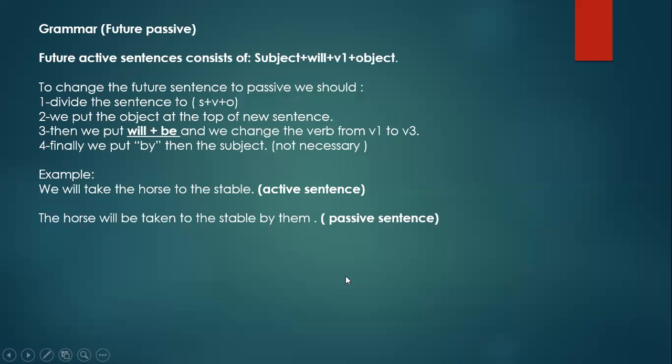Okay? I think teacher Selma explained this, but I will make a quick checkup about it. Here we have the steps to change the sentence from active to passive. We divide the sentence into subject, verb, and object. We put the object at the beginning of a new sentence. We put will plus be and change the form of the verb from verb 1 to verb 3. Here we have another example. We will take the horse to the stable. The horse will be taken to the stable by us.